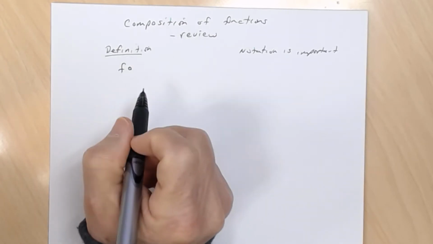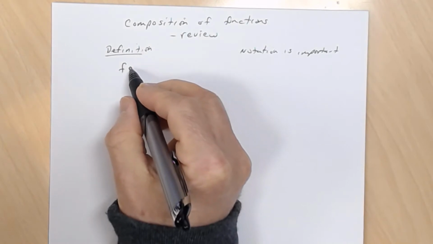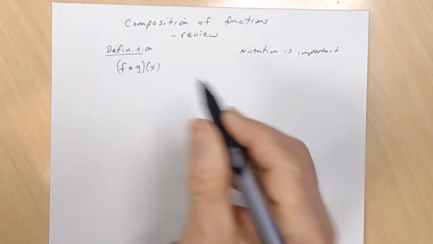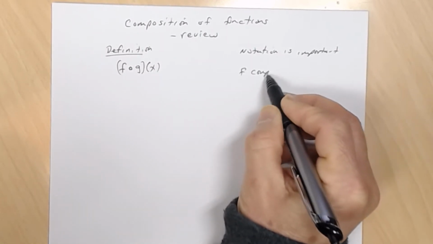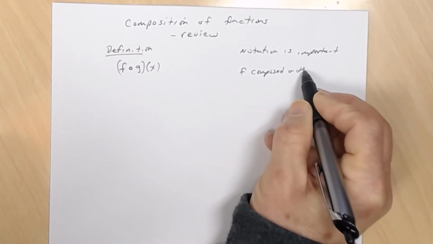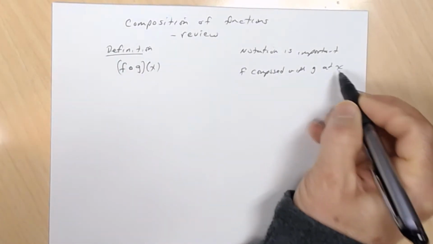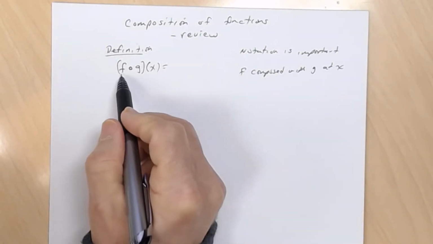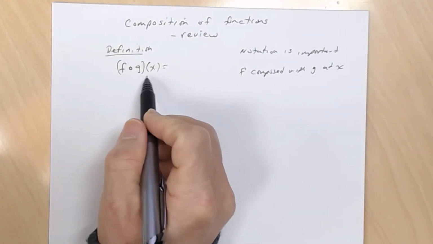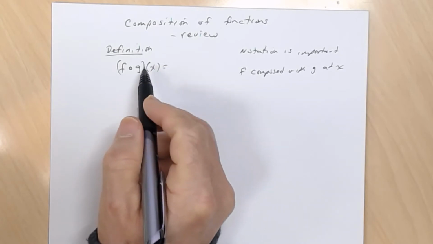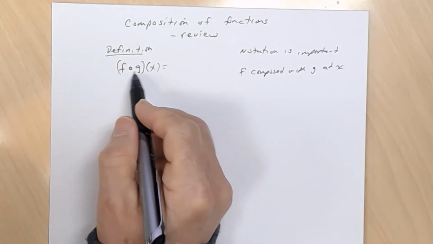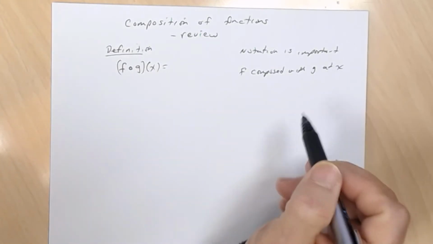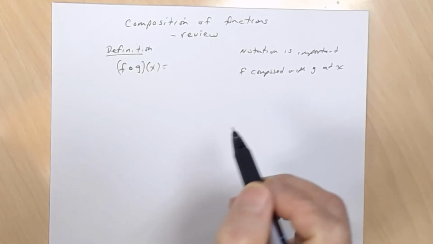So this is composition. If you see f, open circle, g at x, that's how you read it: f composed with g at x. By definition, that means this. See how f is listed first and g is listed second? Now, again, don't think that means f composed with g times x. It's not multiplication. The open circle here does not mean multiplication. So don't think that.